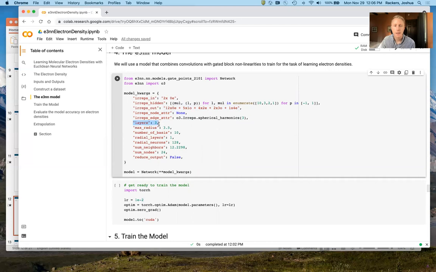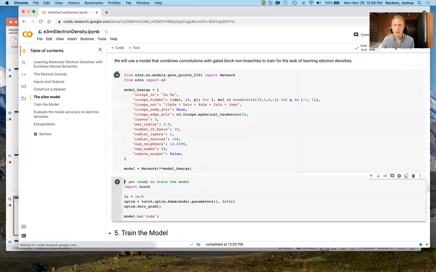This is also a hyperparameter. It tells us the number of hidden layers. This tells us the radius for the convolution, and it's tied to this number of neighbors. So the number of neighbors in a given convolution is usually around 12. These are hyperparameters for the radial function, and these you can pretty much safely ignore.